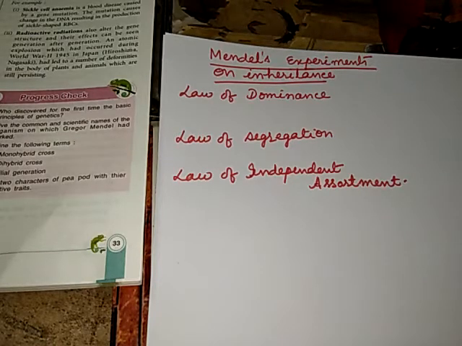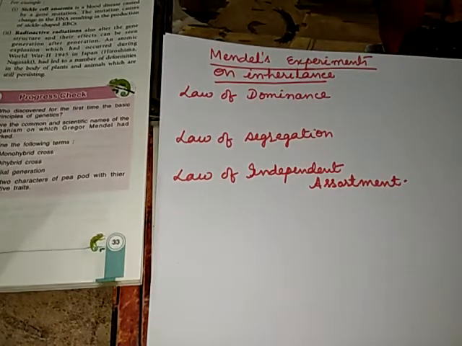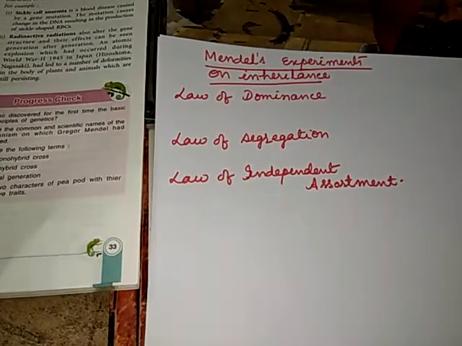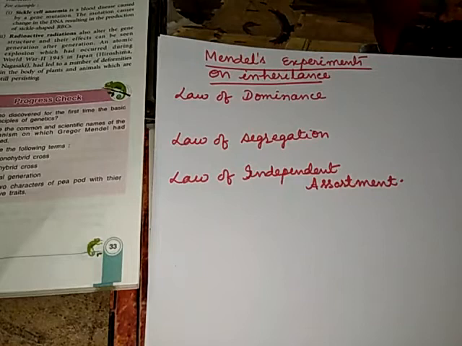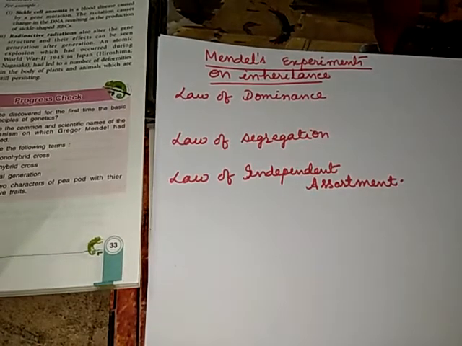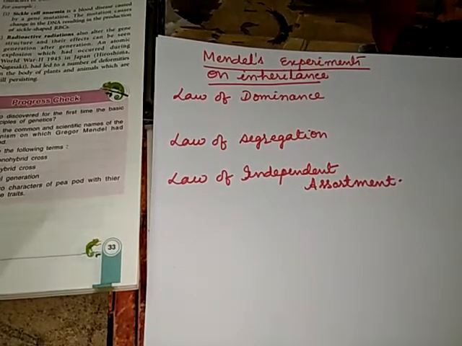Hello students, this is the second video of genetics. In the first video we went through several terms like homozygous, heterozygous, dominant, recessive, phenotype and genotype. Homozygous means the two chromosomes express the same character, and heterozygous means the two chromosomes carry two alternate characters.